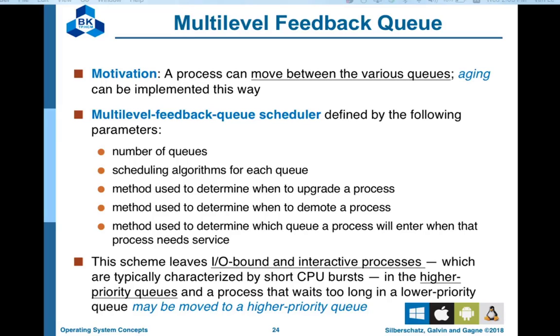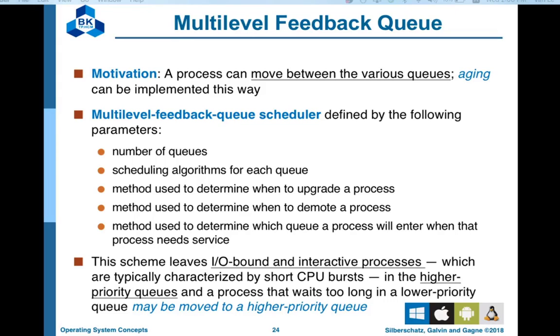The problem of the multi-level queue is that one process cannot change its position, cannot move from one queue to another queue. So it will create the starvation problem. That's why we have the multi-level feedback queue. One process can move from one queue to another queue.